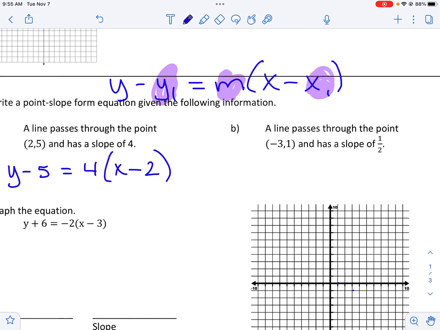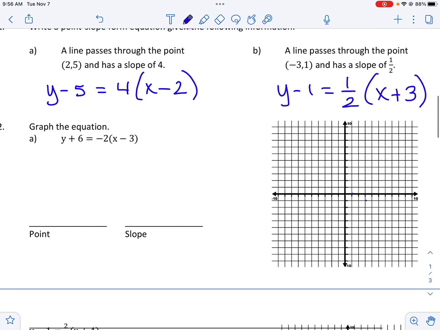Well, let's do the same thing, only this time let's have one of the ordered pair numbers be negative. So again, my y is 1, so it's y minus 1 is equal to your fraction 1/2 times the quantity x minus. Now here's where I want to put in -3. We're not just going to put a minus and a negative. We're going to go ahead and switch it to plus 3.